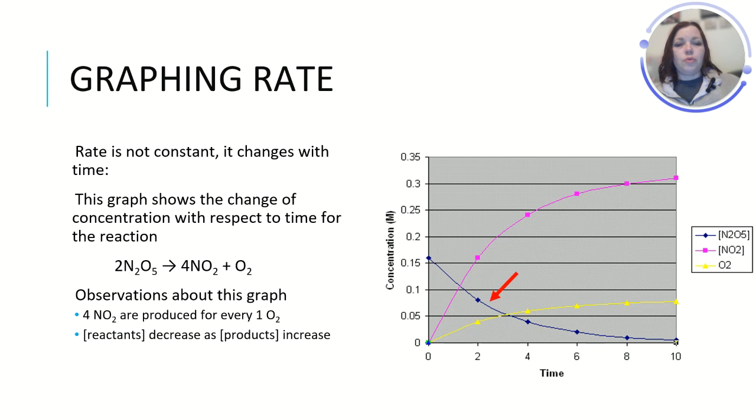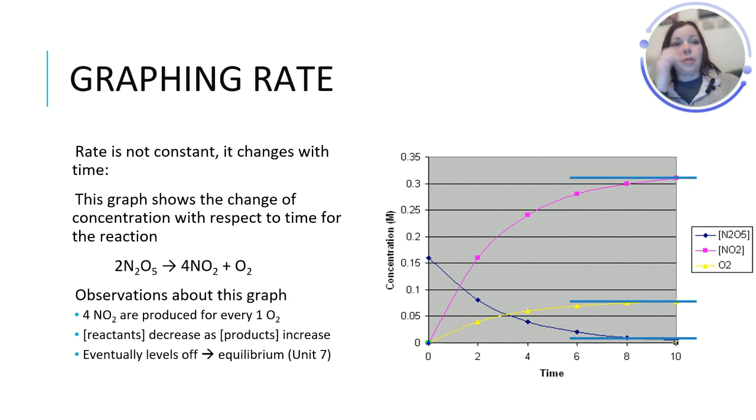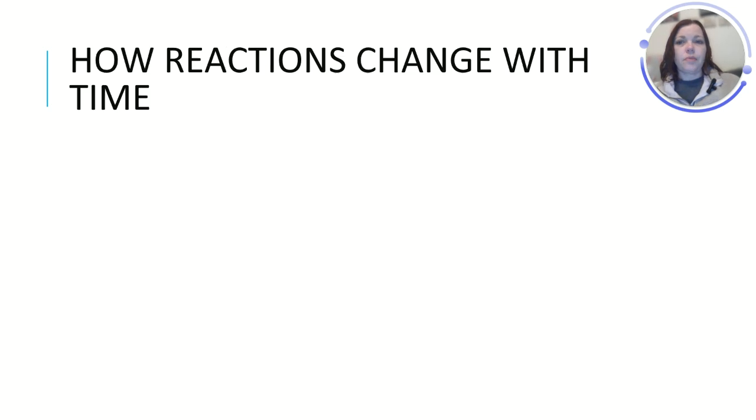We also see that your reactants here decrease as your products increase. Then we see that the lines eventually level off like this. That's when they reach a point called equilibrium, and that is its whole own unit, unit 7.